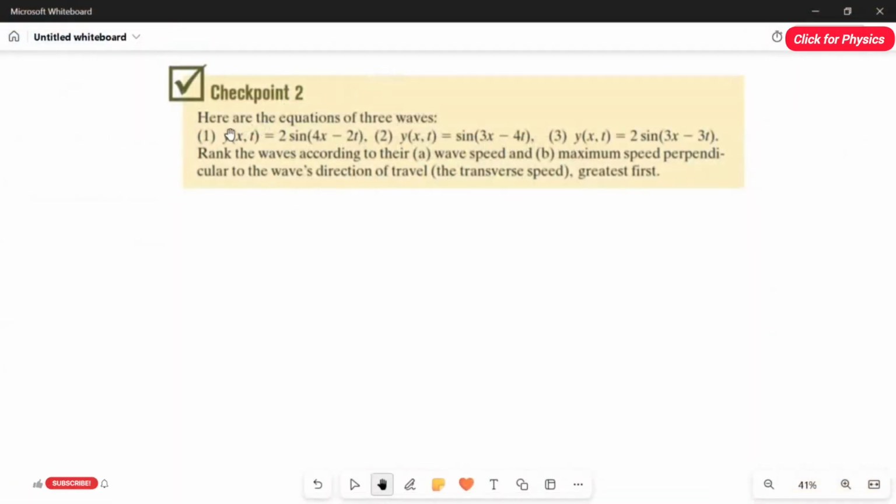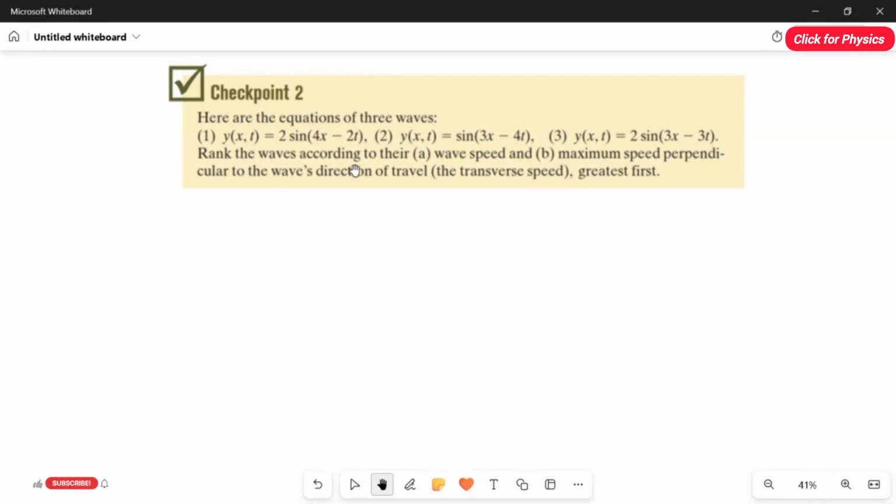Checkpoint 2. Here are the equations of the three waves. The first equation, y of x comma t equals 2 sine of 4x minus 2t. The second wave equation, y of x comma t equals sine of 3x minus 4t. And the third wave equation, y of x comma t equals 2 sine of 3x minus 3t.